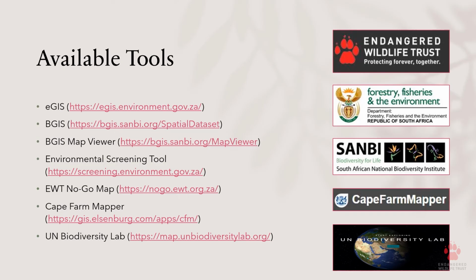On screen now is a list of some of the available tools where one can access some of the resources I've mentioned. The Department of Forestry, Fisheries and the Environment hosts and maintains the South African Protected Areas Database and the Environmental Screening Tool. More on the latter shortly. SANBI, which is the South African National Biodiversity Institute, hosts a number of datasets, including most provinces' CBA maps. And other useful tools worth checking out include the Cape Farm Mapper, although this is Western Cape specific, the UN Biodiversity Lab, and our very own Endangered Wildlife Trust NoGo Map, which I'll also briefly touch on shortly.